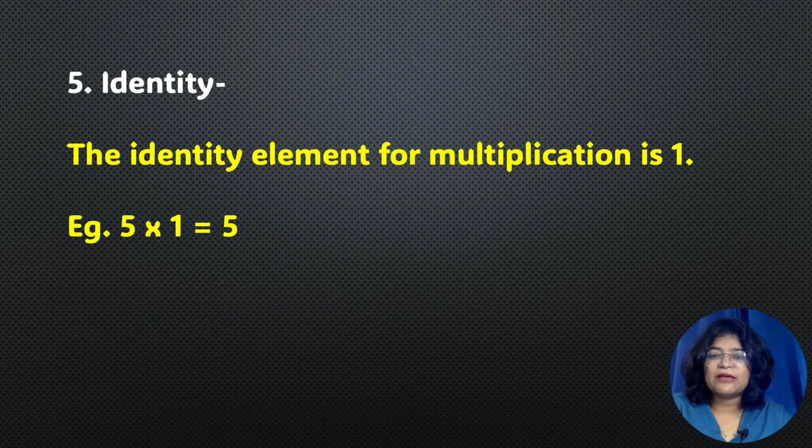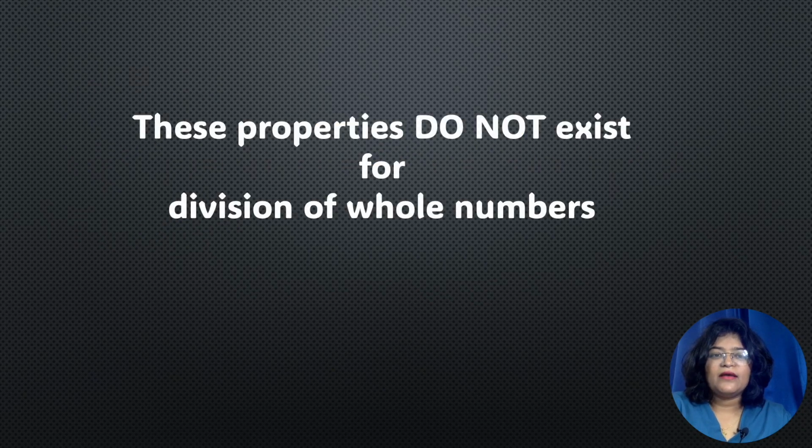Identity. How does a number maintain its identity by multiplication? If you multiply it by 1. The identity element for multiplication is 1. These properties do not exist for division of whole numbers.